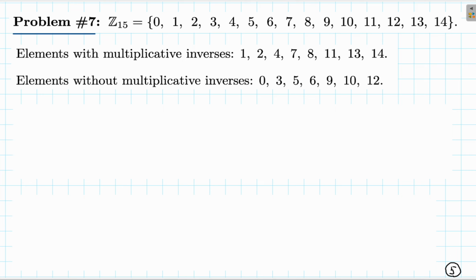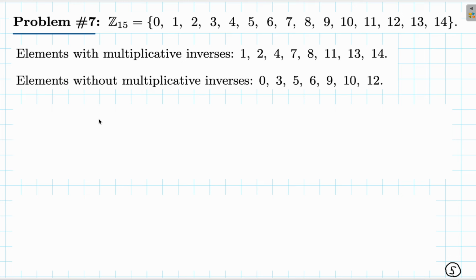So here's the summary of the calculations that we just did in Z15. The elements in Z15 with multiplicative inverses are 1, 2, 4, 7, 8, 11, 13, and 14. And all the others are those without multiplicative inverses. Now, it would be nice if we don't have to go through the kind of calculation we just did, if there is a quicker way to determine whether an element of Z15, for instance, has a multiplicative inverse or not. Is there some characteristic that's shared by these besides the fact that they have multiplicative inverses?